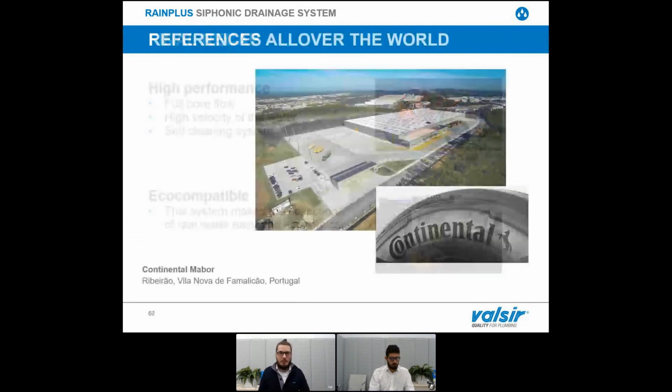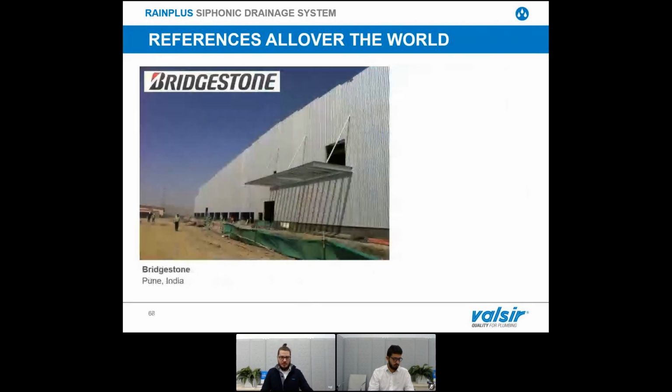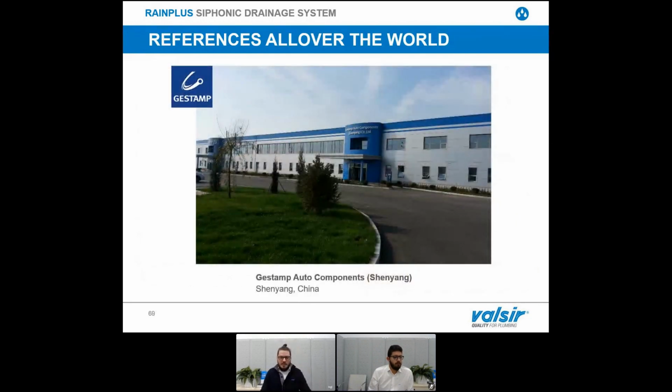We are now going to see a couple of references all around the world of where we installed our system. As you can see, this is a factory of Continental, the tire manufacturer, and we installed the Siphonic system on their factory. But also Bridgestone in Pune, India, where we installed our Siphonic system, both the primary and the emergency system, as you can see in this big concrete gutter. Then you can see we installed our Siphonic system in this Genstab auto components factory, an automotive factory in China, in their big factory.